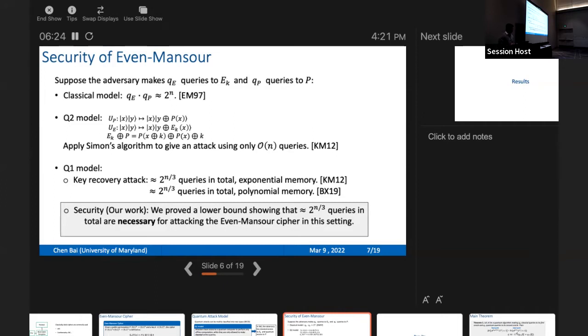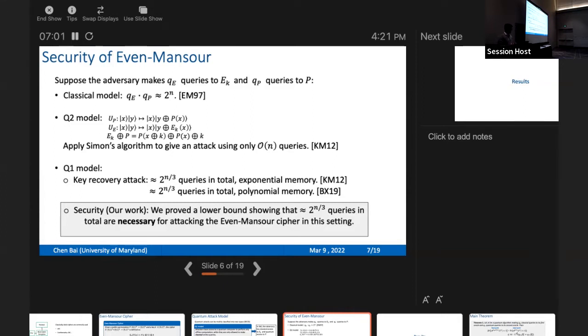Next, in the Q2 model, unfortunately, this is totally insecure against a fully quantum attack. In that setting, the adversary can just evaluate the unitary operators like UP and UE for P and EK on any quantum state it prepares. To see how it is insecure, let's take a look at EK XOR P. This has a hidden period K, which means we can just apply Simon's algorithm to give an attack using only polynomial queries to find K. That's the high-level idea.